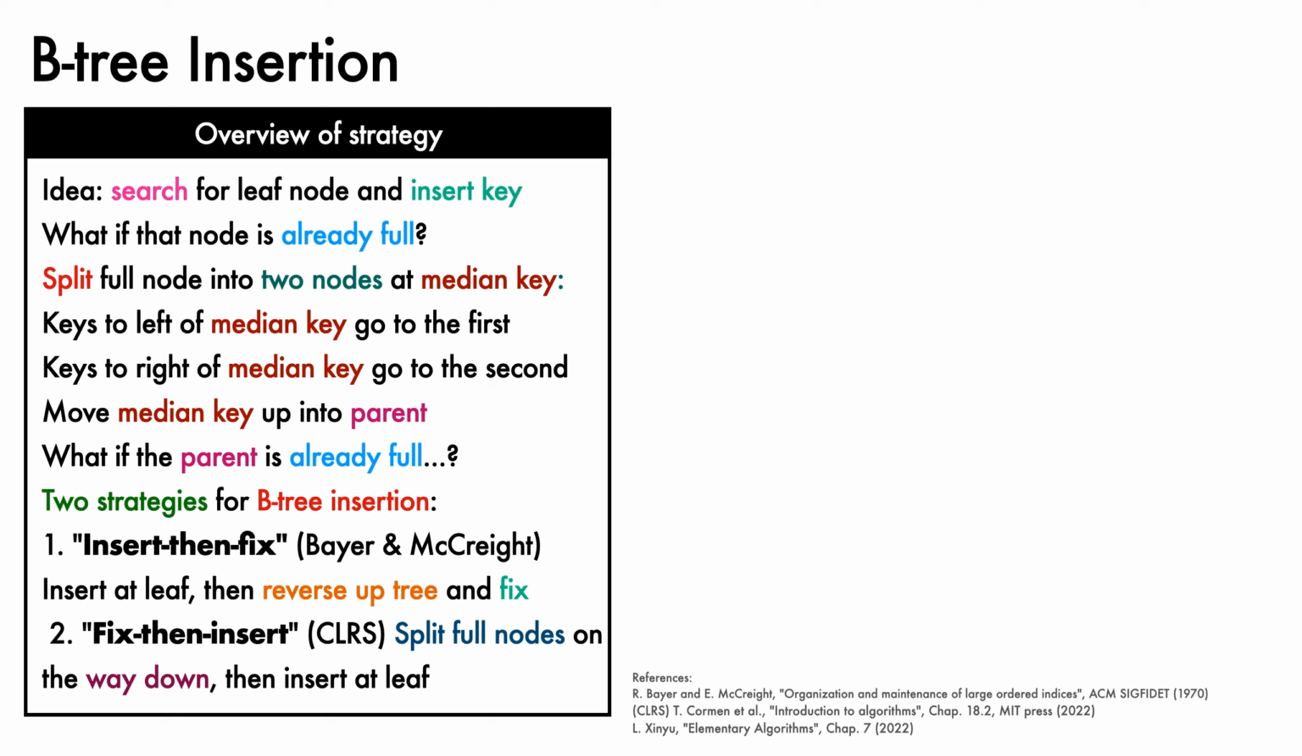Here we split any full nodes that we encounter on the way down from the root to the leaf, then insert at the leaf. This elegant second approach has the benefit of being a one-pass strategy, in the sense that we only go down the tree, we don't need to go back up. Fix then insert is the approach we'll adopt here.